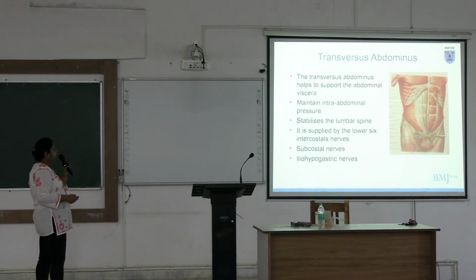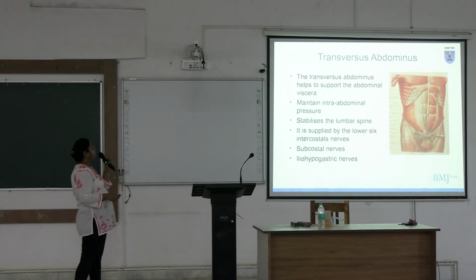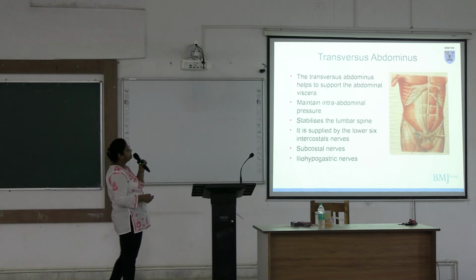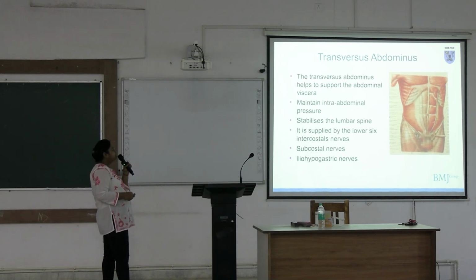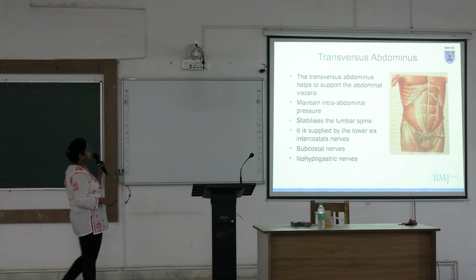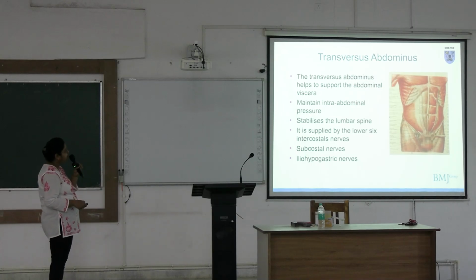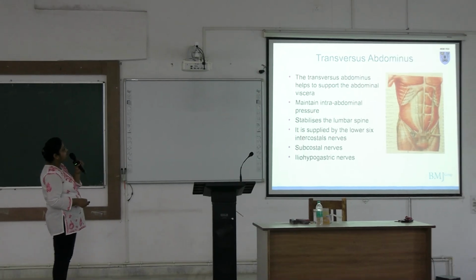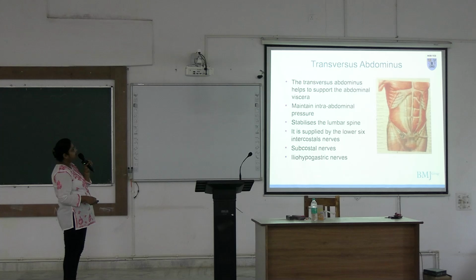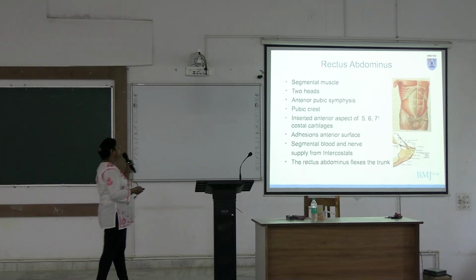And these are the functions of the transversus abdominis. It helps to support the abdominal viscera, maintain the intra-abdominal pressure, and stabilize the lumbar spine. It is supplied by the lower 6 intercostal nerves, subcostal nerve and iliohypogastric nerve. Okay, nerve supply and action.